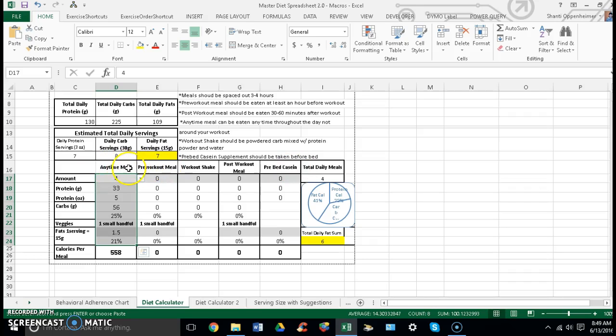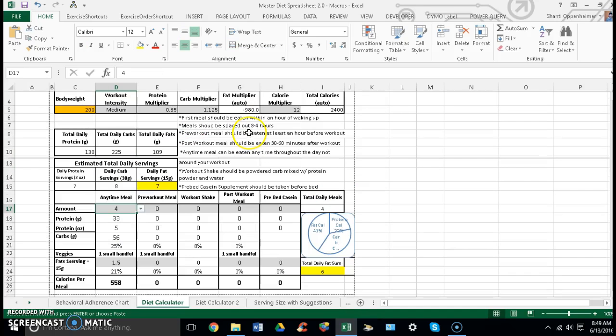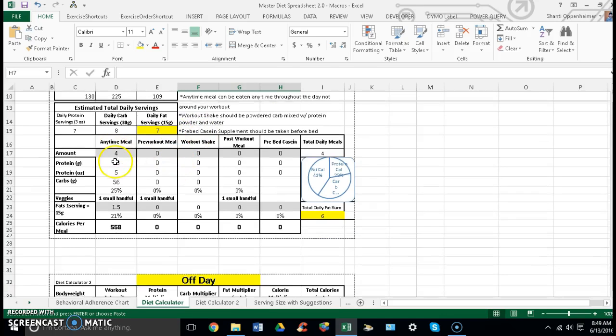Honestly, unless you're doing advanced nutrient timing strategies, the first column is the only one that's going to be important to you. As you can see, the pre-workout, workout shake, post-workout, and pre-bed casein supplement are irrelevant if you're not doing advanced nutritional timing strategies. So if you're still not doing that, look at the anytime meal, which signifies a meal that's eaten anytime throughout the day, spaced out 3 to 4 hours roughly between these meals, 3 to 5 depending on what your work schedule permits.